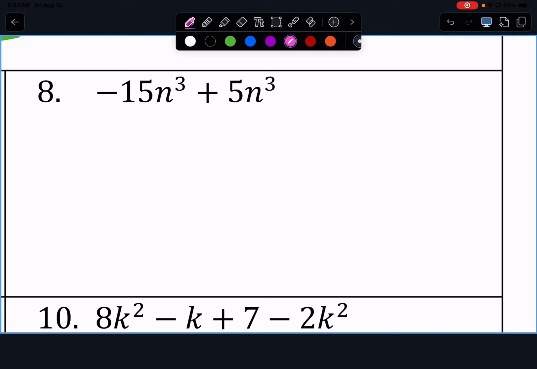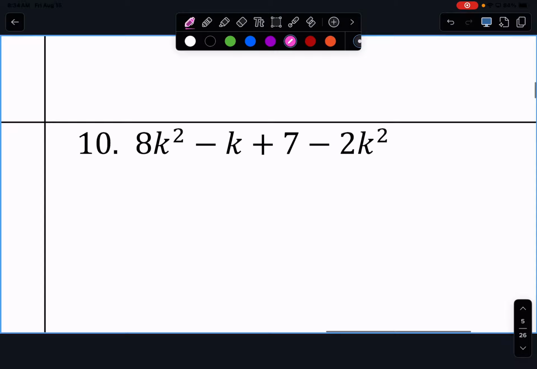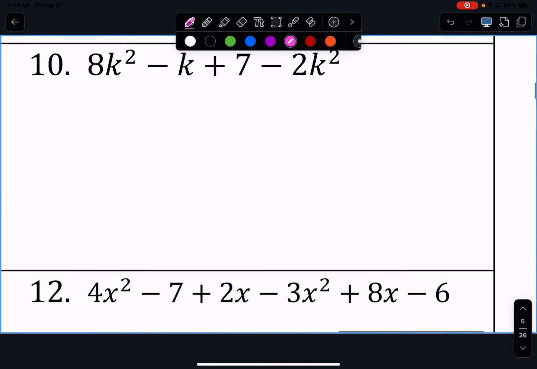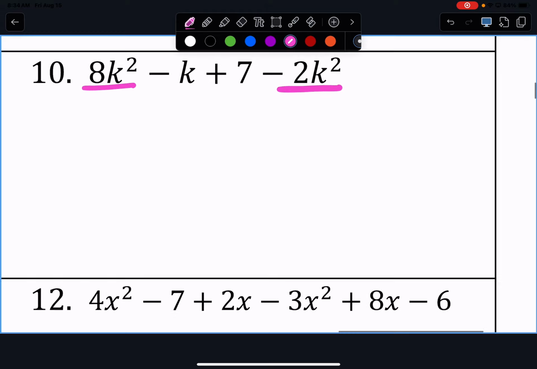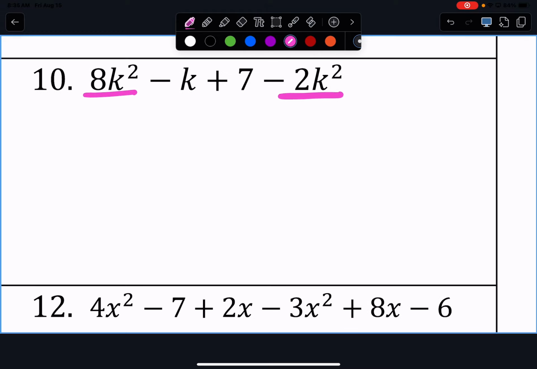All right, for 8, what is the answer? Negative 10n cubed. Negative 10n to the 3rd power, or negative 10n cubed, either way is fine. All right, for 10, what are our like terms? 6k squared and 8k squared and negative 2k squared, which does give us 6k squared. Does negative k have any like terms? No. What about positive 7? No.